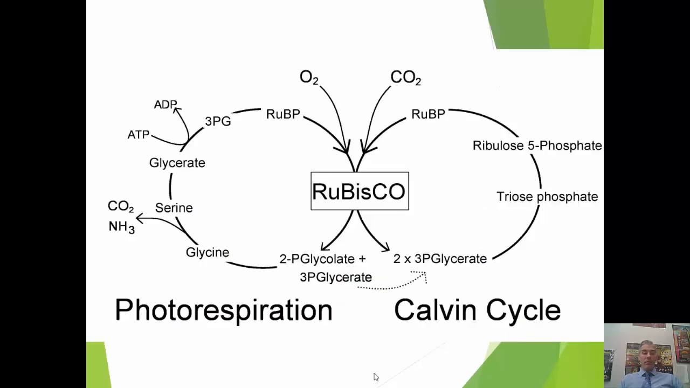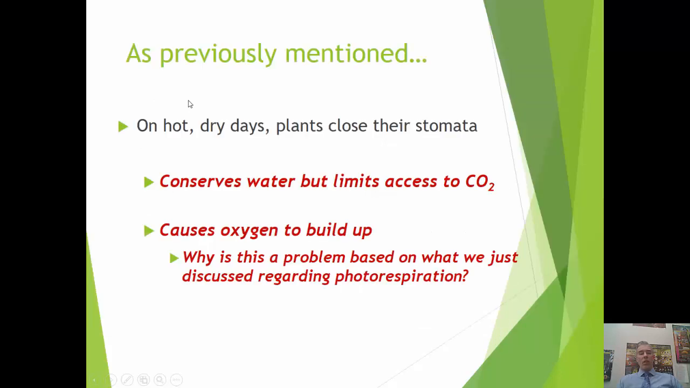And this shows you the difference. When CO2 is fixed, we create sugars. When oxygen is fixed, we have to get rid of ammonia, we have to get rid of carbon dioxide, and ATP is actually used, the waste of energy. So obviously on hot, dry days, this becomes an issue because you run out of carbon dioxide and you increase your oxygen concentration when the stomates are closed to conserve water.